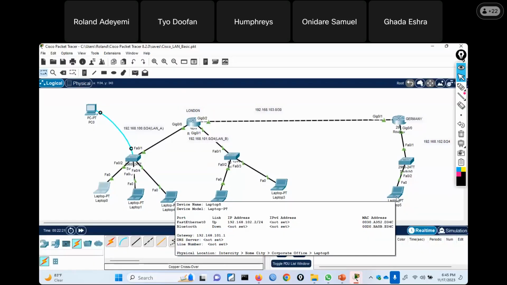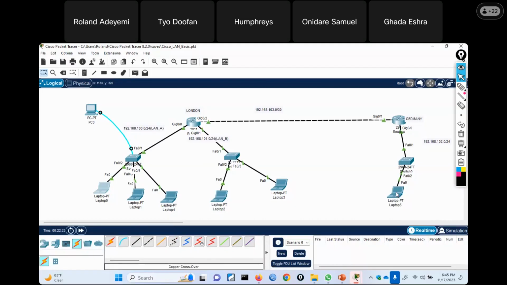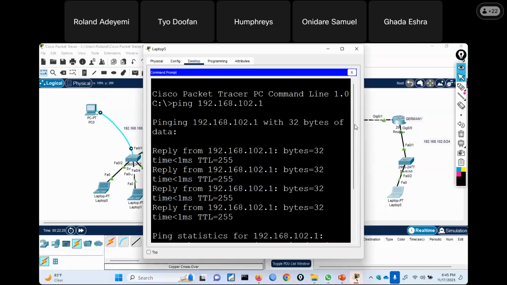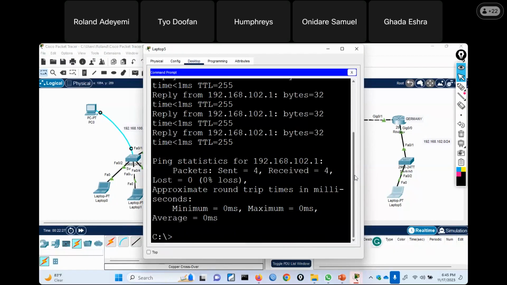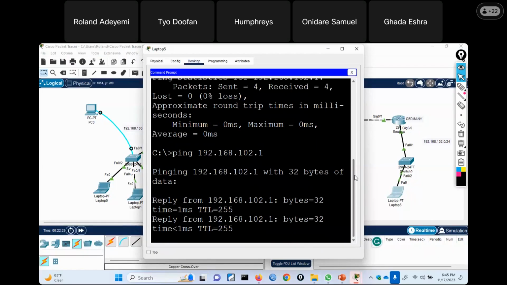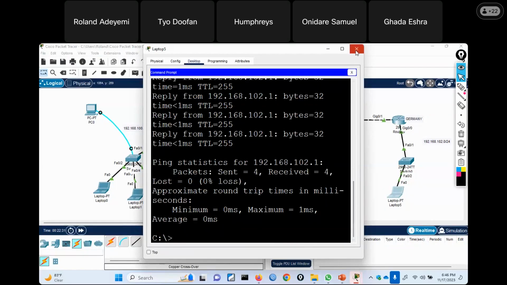This computer here, does it have a gateway address? Can it reach its own gateway? That is the one in Germany. So I can find out, can you hit your gateway? I think we did that before. This guy can hit his gateway. The gateway is 102.1. It's okay.